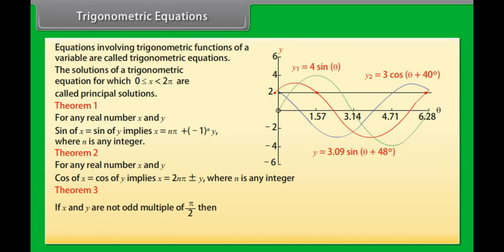Theorem 3. If x and y are not odd multiples of pi by 2, then tan of x is equal to tan of y implies x is equal to n pi plus y, where n is any integer.